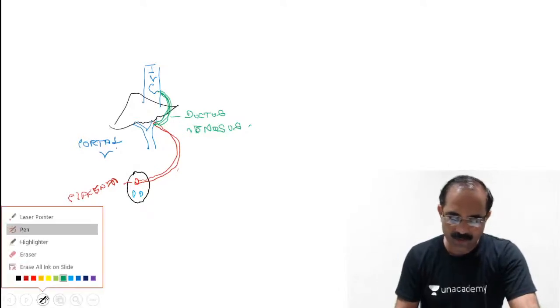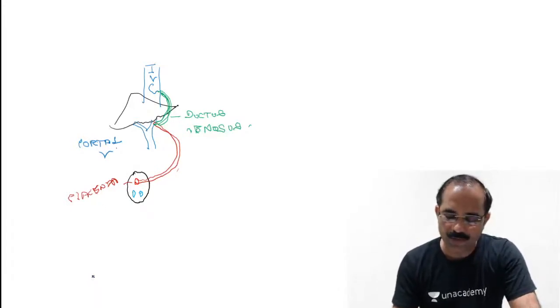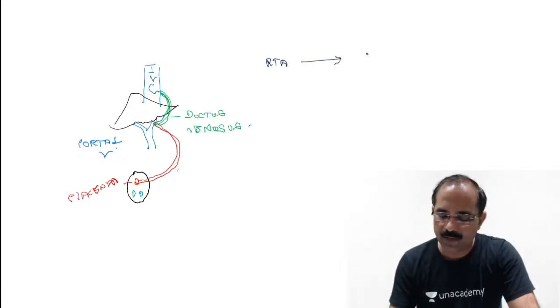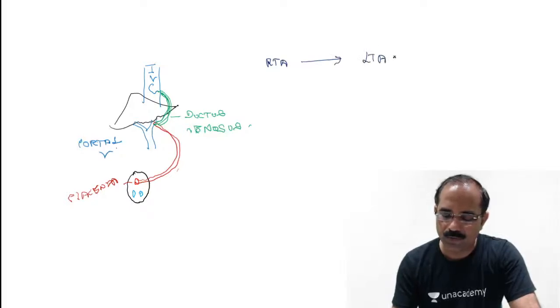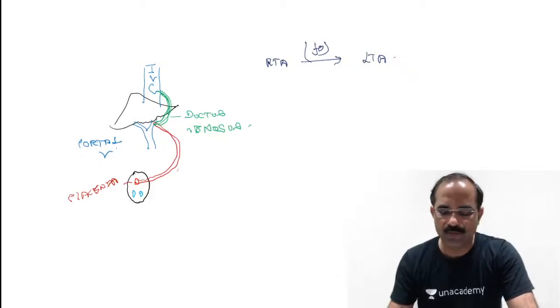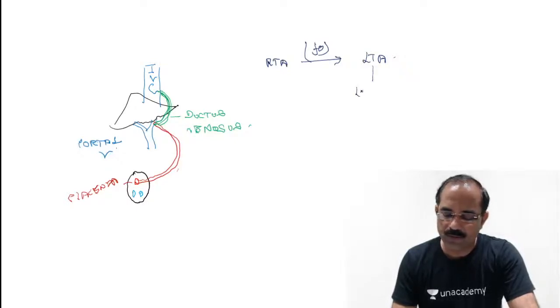From the IVC, the blood now comes to what? From the IVC, the blood now comes to the right atrium. Right atrium se the blood directly goes to the left atrium through foramen ovale. Foramen ovale hai na, fetal circulation. So from the left atrium the blood goes to the left ventricle. Left ventricle se it goes to the aorta.